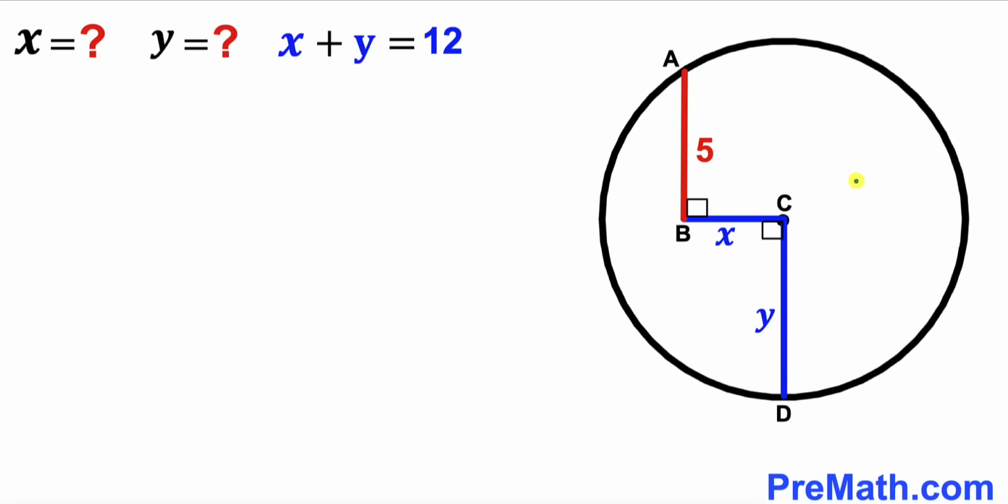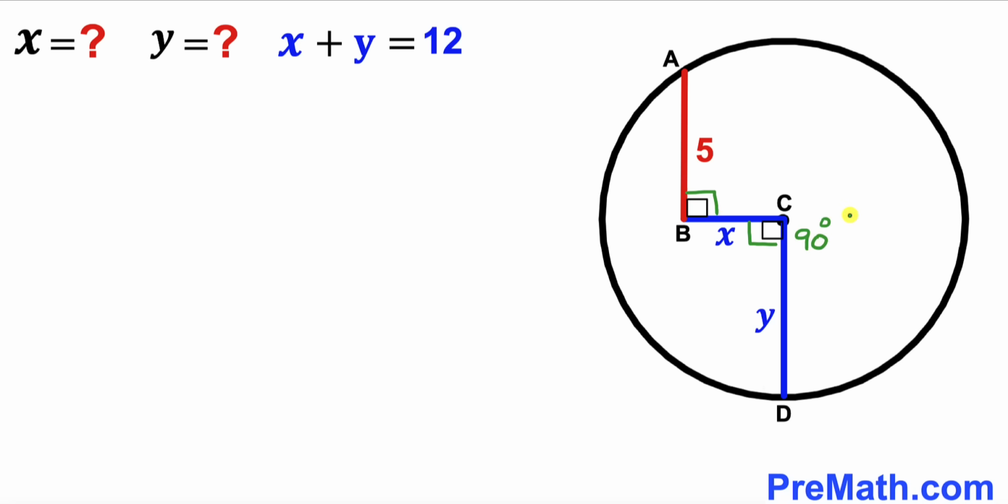Welcome to PreMath. In this video, we have this circle with the center C that contains these three line segments AB, BC, and CD.